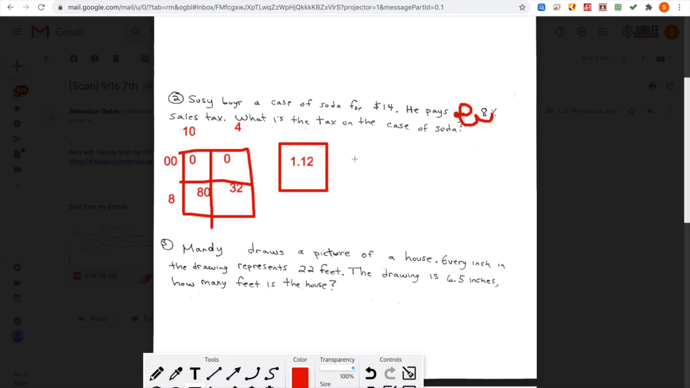But now we want to say, what would we do if we wanted to find the total? If we wanted to find the total, we'd add in that $14. So 1.12 plus 14 would give us $15.12. But that's not what the question is asking. The question's just asking what is the tax, so that's what we're looking for, the $1.12.